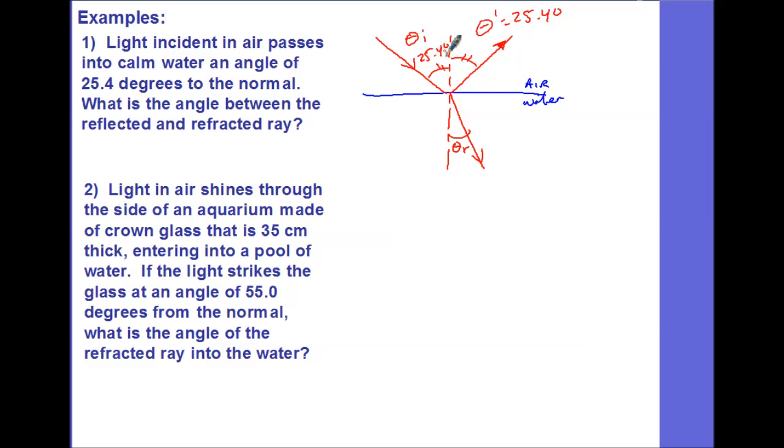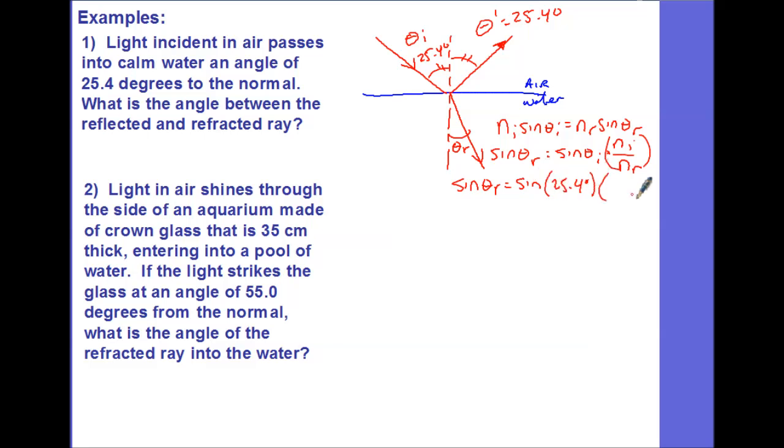Now for this one, we're going to find theta r using Snell's law. So ni sine theta I is equal to nr sine theta r. I'm looking for the angle theta r, so let's just rewrite that for sine of theta r is equal to the sine of theta I times ni over nr. And let's go ahead and start plugging in some numbers here. The sine of 25.4 degrees multiplied by the index of refraction of air. Well, that was 1.0003.